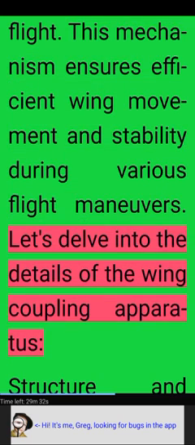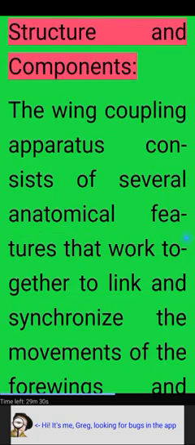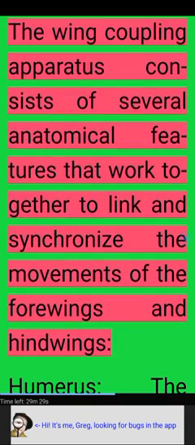Let's delve into the details of the wing coupling apparatus. Structure and components. The wing coupling apparatus consists of several anatomical features that work together to link and synchronize the movements of the forewings and hind wings.